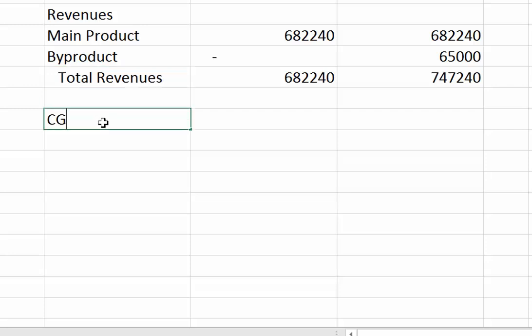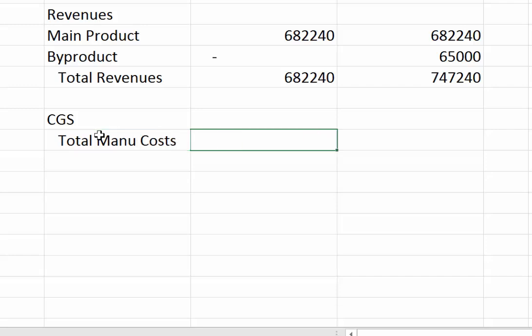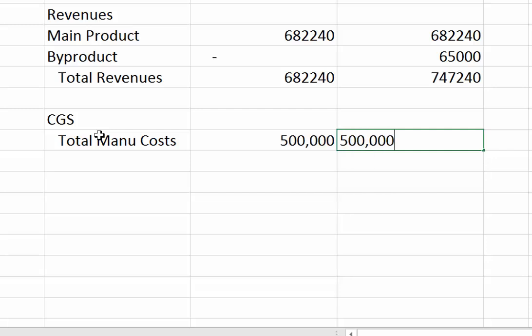Then we are going to go with the CGS, because CGS will eventually let us find the gross margin. For the CGS, we started with the total manufacturing cost. I don't have too much space, so I'm going to put a manual cost. So for both methods, we have 500,000 for sure. Okay, no doubt, pretty straightforward.